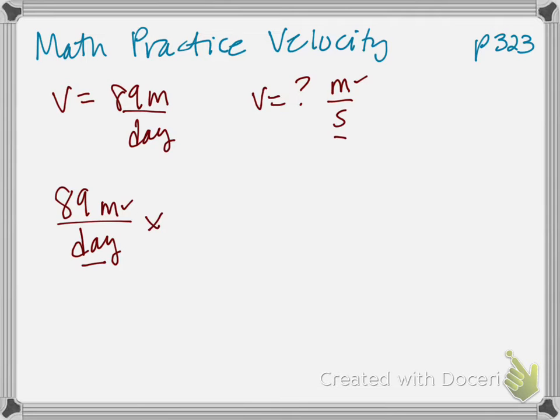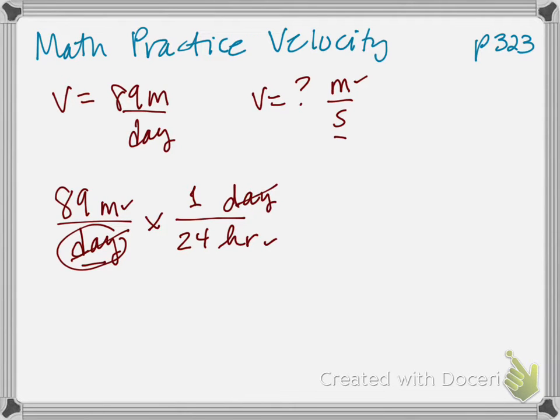I'm going to start the first one here. The unit I want to get rid of is day, so I'm going to put days up here. And I know that there are 24 hours in one day, so that's the conversion I choose. That fraction's equal to 1, and I'm allowed to multiply. That cancels out my days, and now I have meters per hour. Also not what I want, but I can do this again.